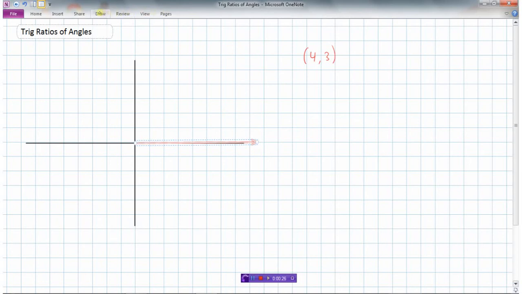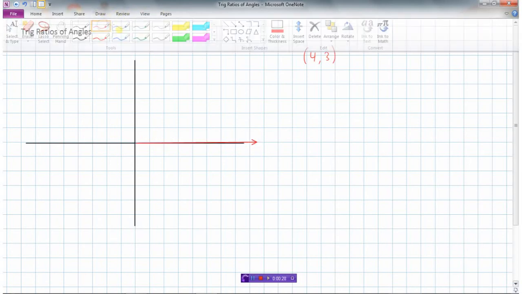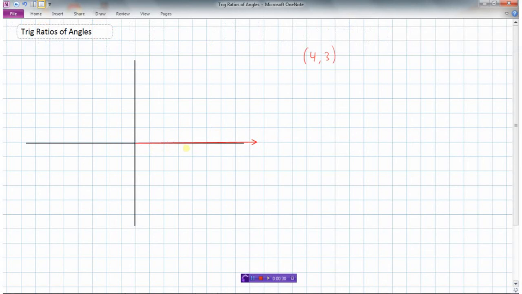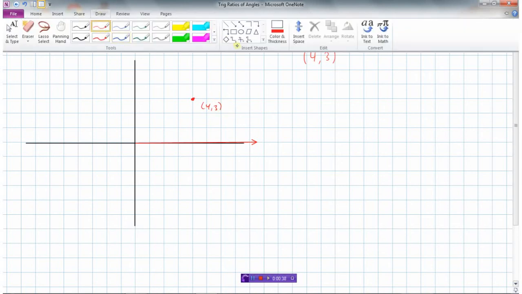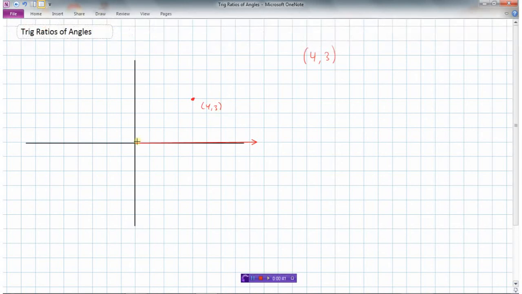We have a point. That's a point 1, 2, 3, 4, 1, 2, 3. So right there, there's the point (4, 3). And we know that our terminal arm goes through that point. Kind of goes through there. There we go.